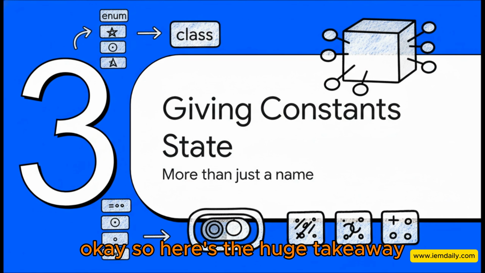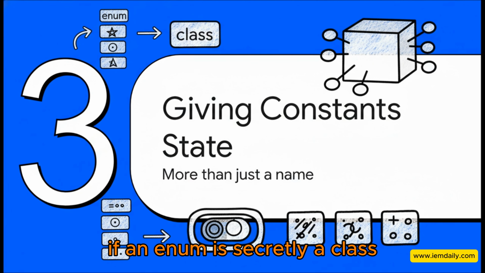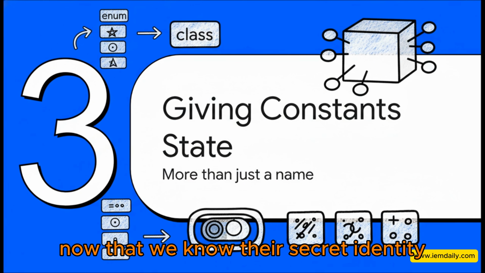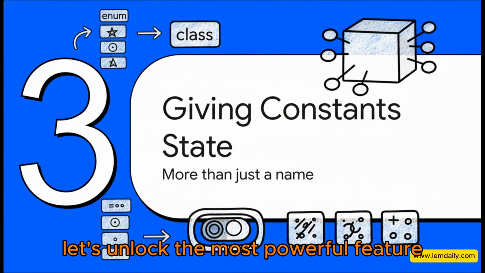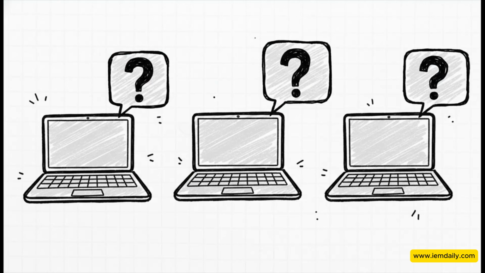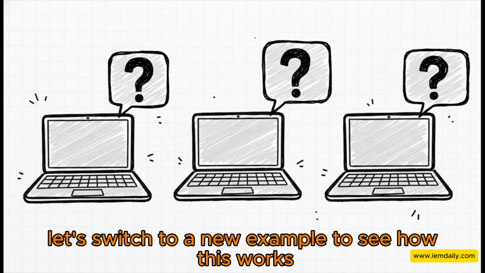Okay, so here's the huge takeaway. If an enum is secretly a class, well, can it do class-like things? Absolutely. Now that we know their secret identity, let's unlock the most powerful feature this gives us, the ability for our enums to hold their own data. Let's switch to a new example to see how this works.